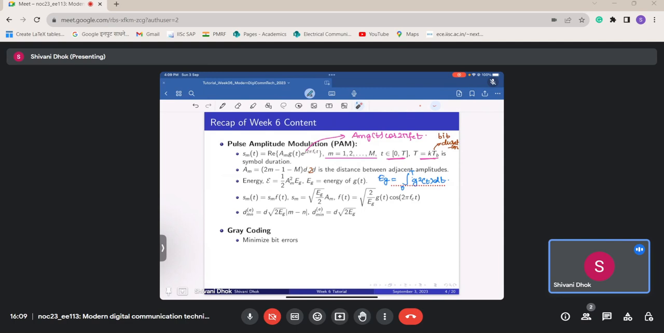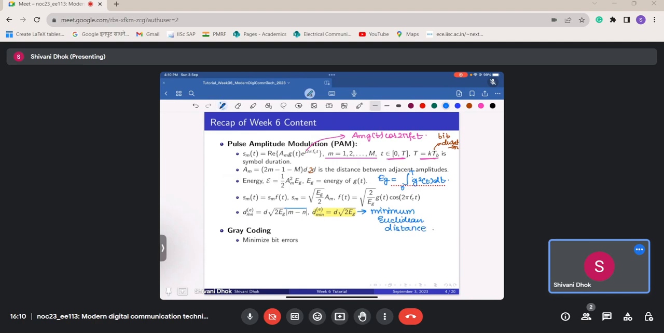Then the Euclidean distance between two constellation points is given by this formula here, that is d sqrt(2E_g) times sqrt(m − n). I think this is also inside the square root. And d_min, that is the minimum Euclidean distance. So this thing here is basically the minimum Euclidean distance.